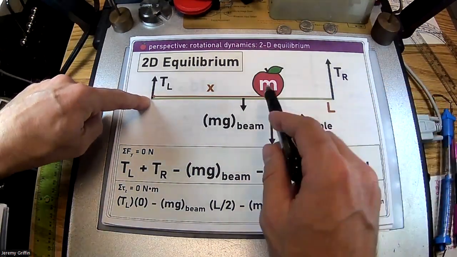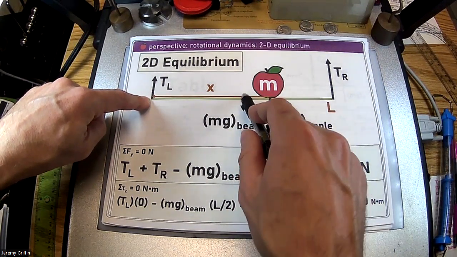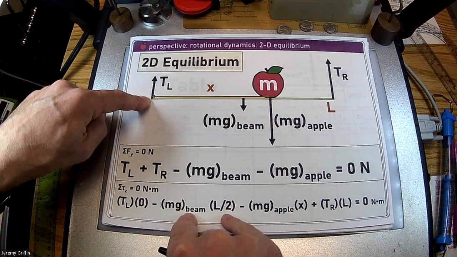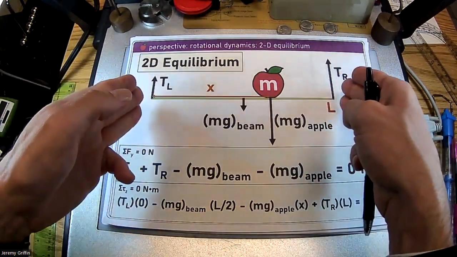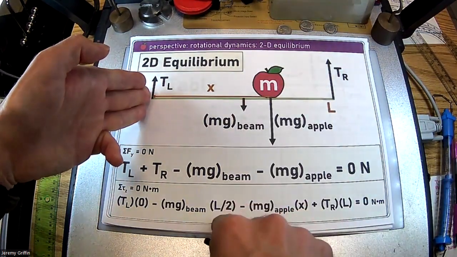It's perfectly fine mathematically to make believe that the entire mass and the entire weight of the beam is at its own center of mass, which is what I did right here. You see, I've got the entire weight of the beam at L over 2, as long as this weight is distributed evenly. Right? Here's L over 2.